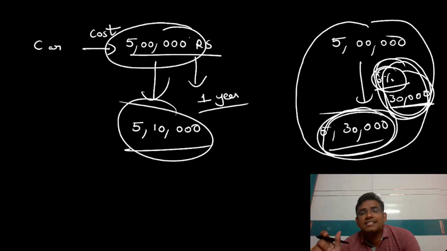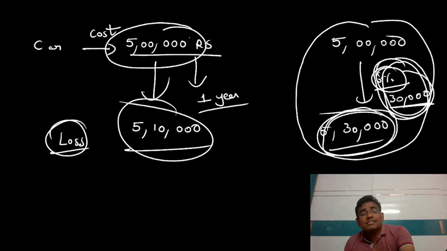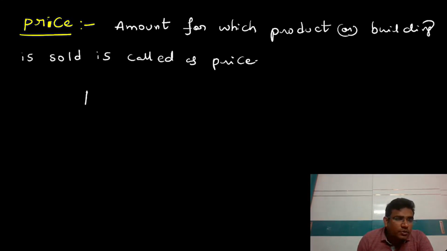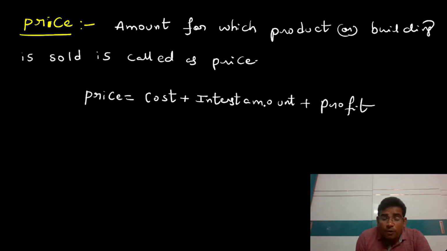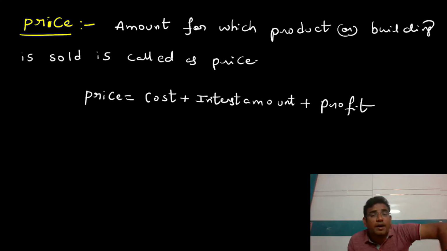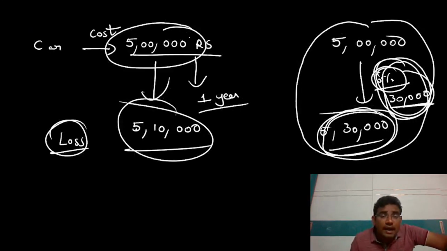Exactly. What is it, guys? It is the loss. So remember, guys, whenever you are deciding the price, price equals cost plus interest amount plus profit. Whatever we get over and above the interest amount is the profit. So in this case we cannot say 10,000 is the profit. Here, 20,000 loss is there.